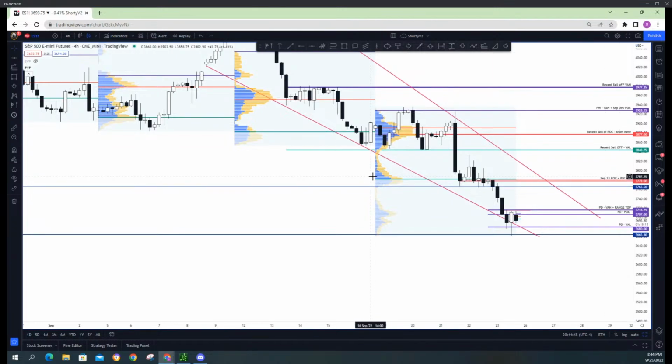So there are some sellers in this range. But if we break that, then I get really interested in shorting heavily here. And I don't use any RSI or any indicators, but I'm pretty certain we are oversold on a lot of time frames.